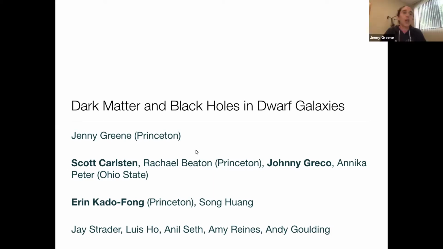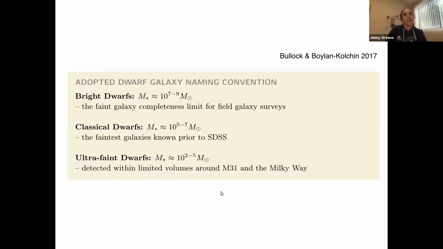Okay. So just to make sure we're all in the same mental headspace, I like to take this convention from James Bullock and Mike Boylan-Kolchin's 2017 review. What do I mean by dwarfs? And astronomers, of course, love arbitrary subgroupings of objects. So in terms of dwarfs, we often think about bright dwarfs that are sort of LMC, SMC kind of mass. And then the classical dwarfs that I learned about in graduate school, extending down to about 10 to the 5 solar masses. And then the ultra faints.